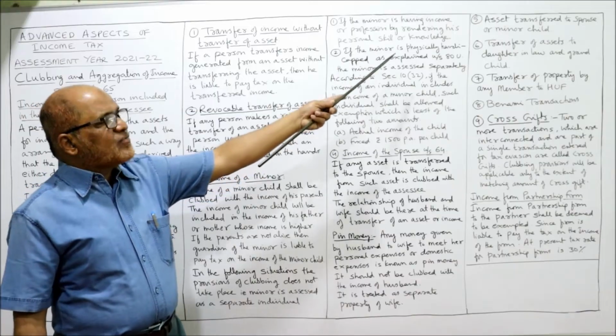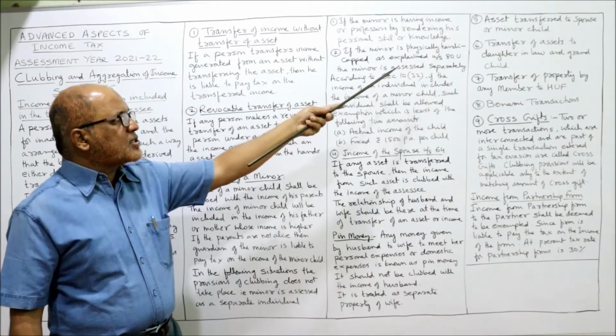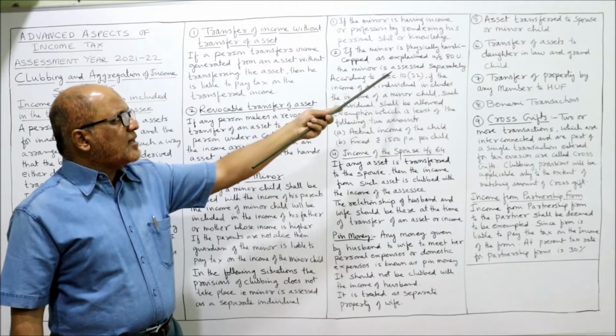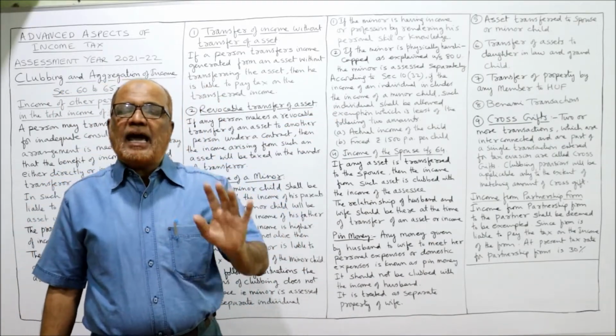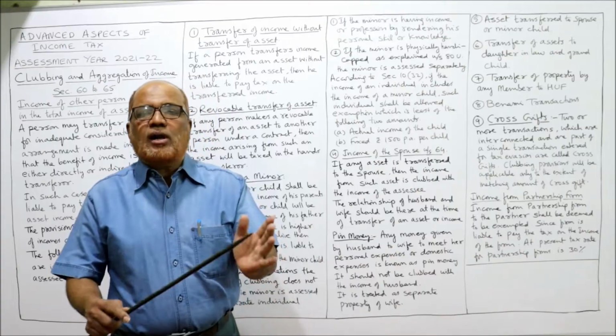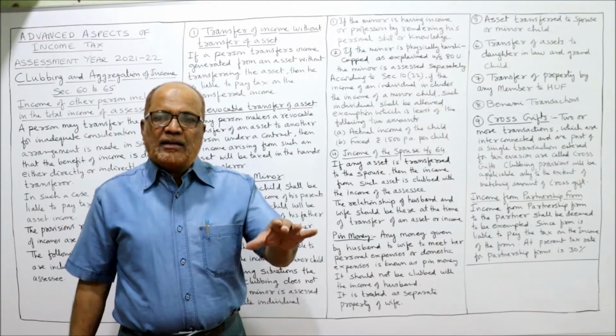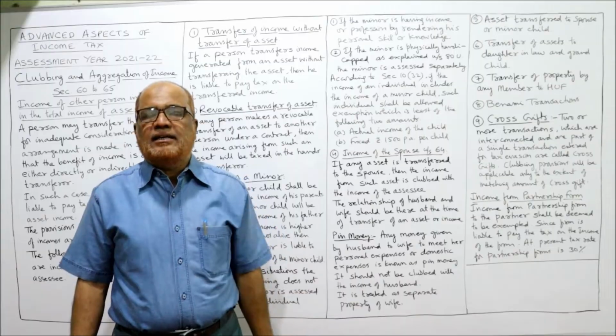Secondly, if the minor is physically handicapped, as explained under section 80U, the minor is assessed separately. Second, if the minor is physically handicapped, in that case also clubbing provision will not apply. The minor child will be assessed separately.